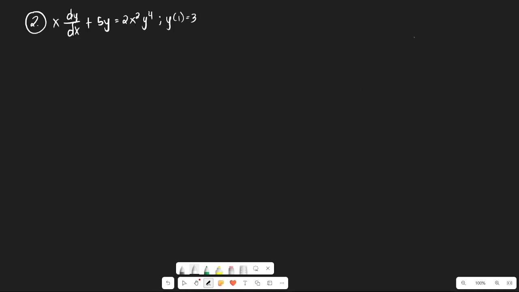Okay, so let's have another example. We have x dy over dx plus 5y is equal to 2x squared y raised to 4. And we have to find the particular solution, because we have a given initial condition: y of 1 is equal to 3.